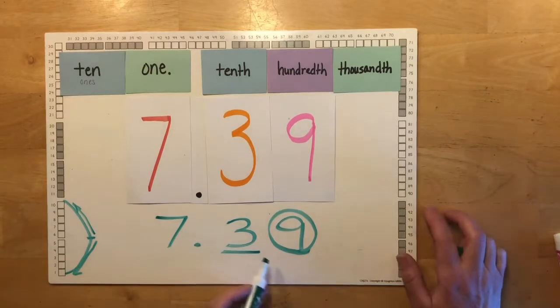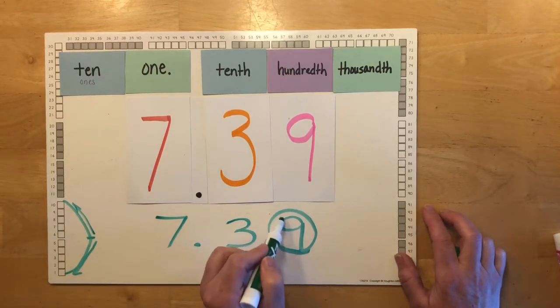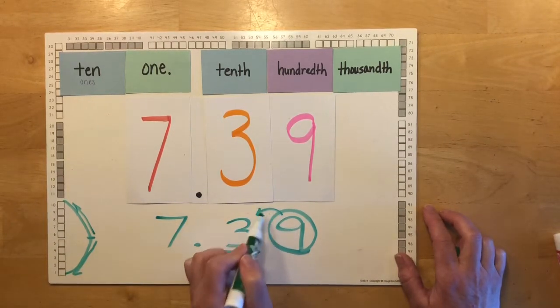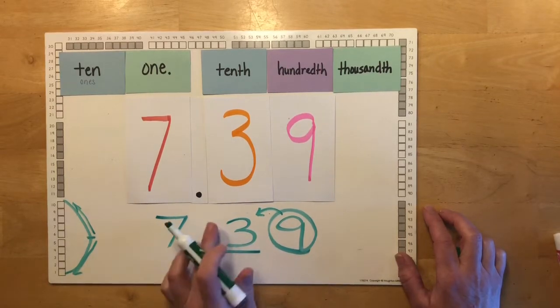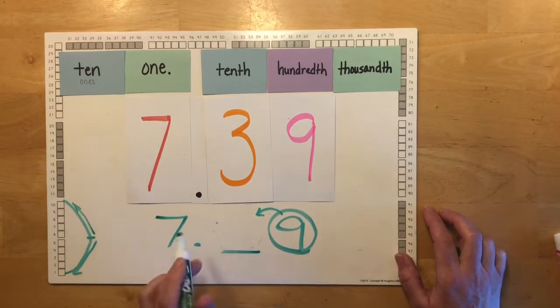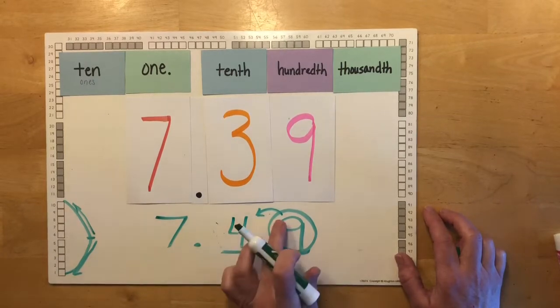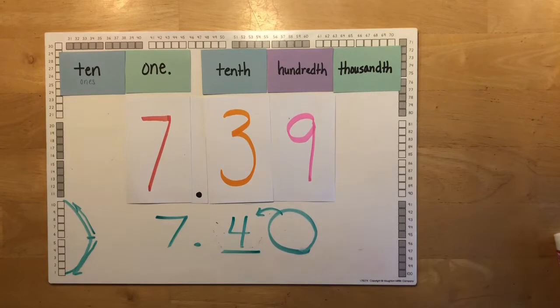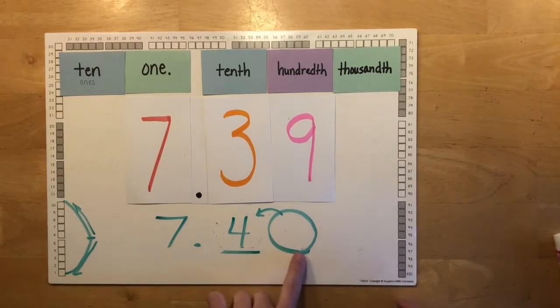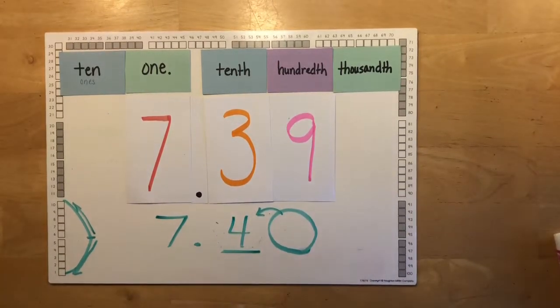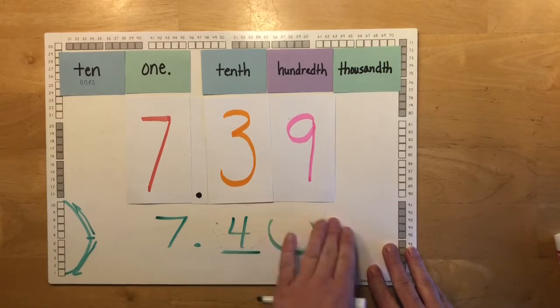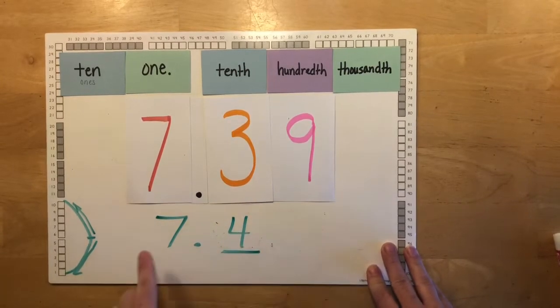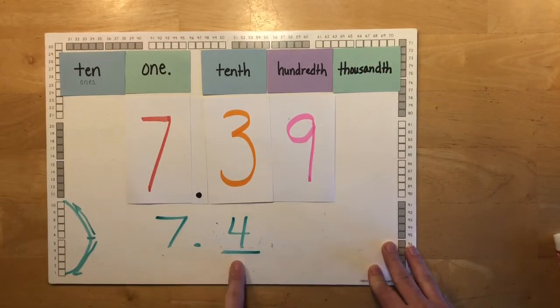So when you're here, this is a 3. So this 9 is more than 5, and therefore we're going to raise this to a 4. And then we're going to change, or erase is how I do it because it's a whiteboard, this to a 0. So the answer is actually 7 and 40 hundredths. Or if it was to the tenths, do we have to keep zeros? Nope, they're just placeholders, so it's 7 and 4 tenths.